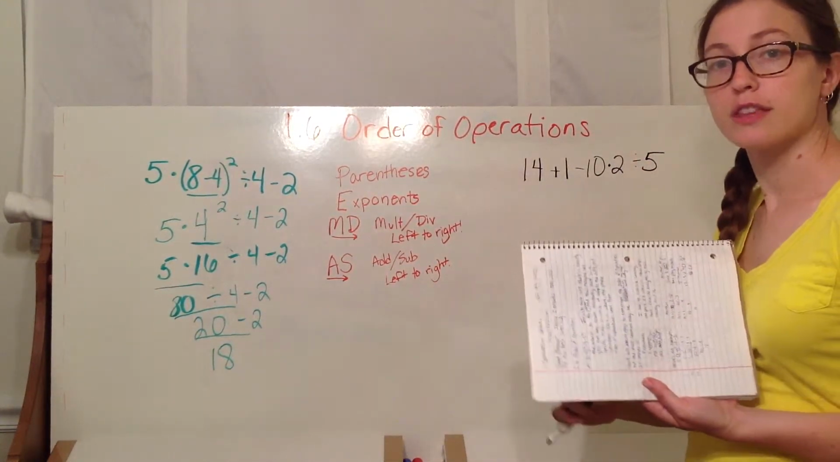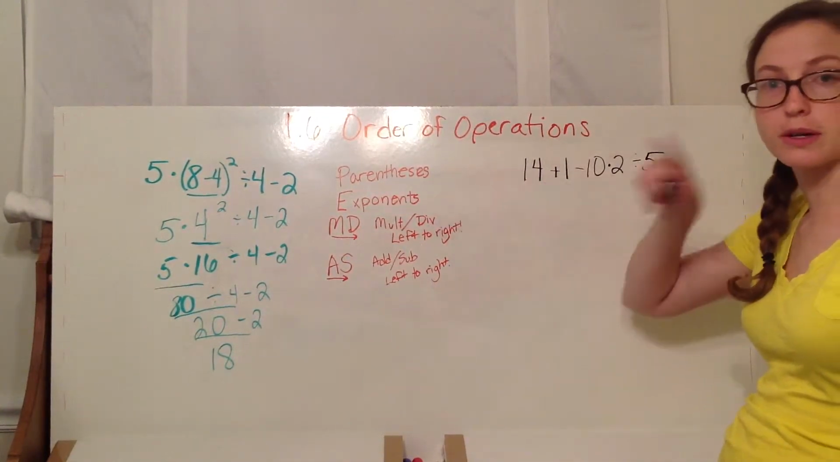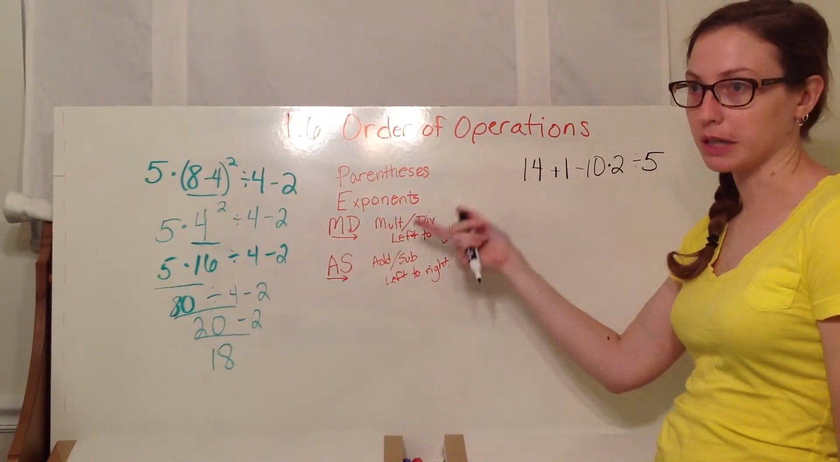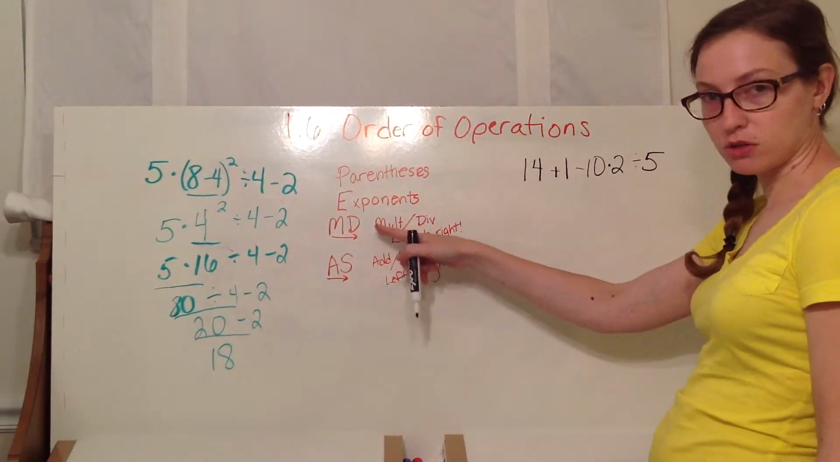Okay, so for this problem it's a little bit different. We don't have any parentheses in this one, so we don't need to perform them. We also don't have any exponents. Again, if we don't have any, we don't need to do that step. So we're jumping right into multiplication and division.